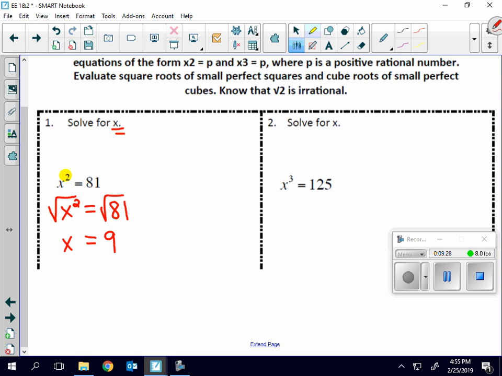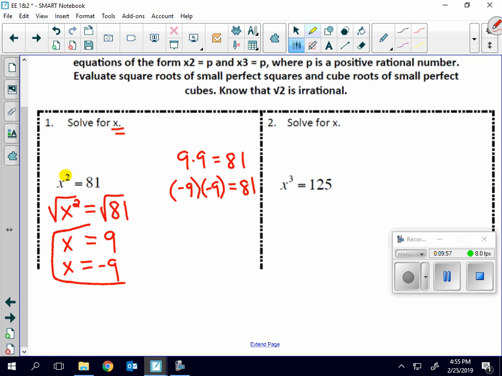But since this isn't a problem with length, I could also multiply another number times itself to get 81. Let's write this over here. 9 times 9 equals 81. Think about your negatives. If I have negative 9 times negative 9, doesn't that still equal positive 81? Well, in that case, x can also equal negative 9. Okay?